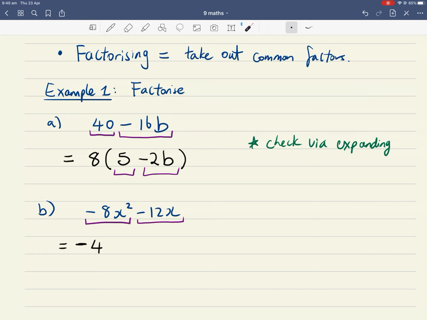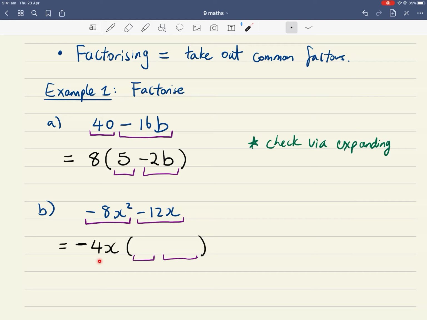Right, next look at the variables, the letters. So the first term has x squared, the second term has an x in it, so the highest common factor between these two would just be 1x. So the highest common factor between the two terms would be negative 4x. Then you go bracket, bracket. Because I started off with two terms, I expect to have two terms inside my brackets. So what would the inside part be?